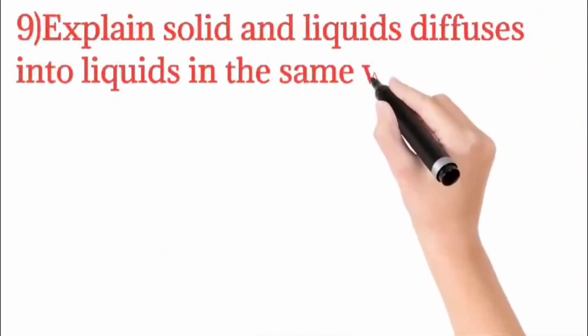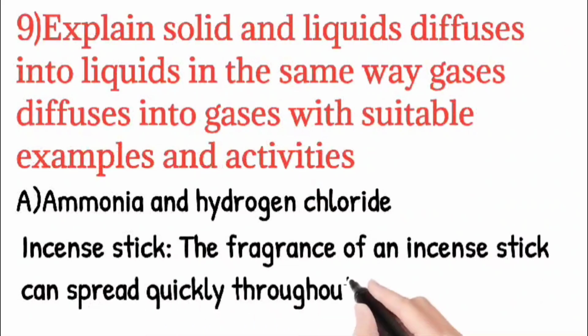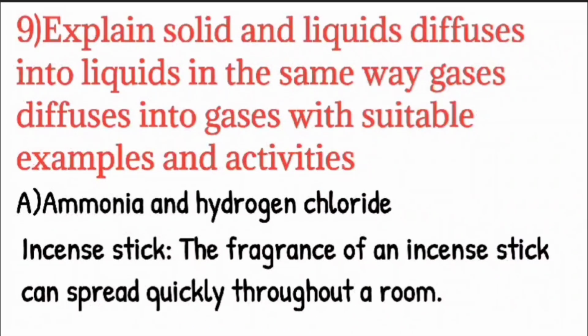Now the 9th one. Explain how solids and liquids diffuse into liquids in the same way gases diffuse into gases, with suitable examples and activities. So the ammonia and hydrogen chloride activity you can write here. Different activities means you can write any activity. Just now we have done the ammonia and hydrogen chloride activity, that you can write. An incense stick: the fragrance, meaning pleasant smell, of an incense stick can spread quickly throughout a room. You can take the perfume example also here.